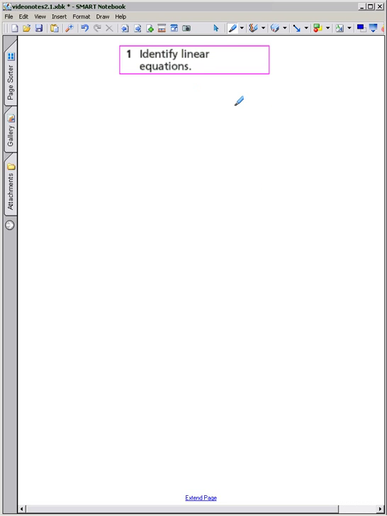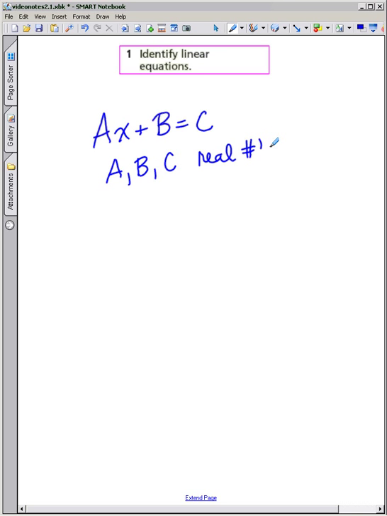What is a linear equation? A linear equation is an equation of the form a times x plus b is equal to 0, and a, b, and c are real numbers. The main condition is that a cannot equal 0.